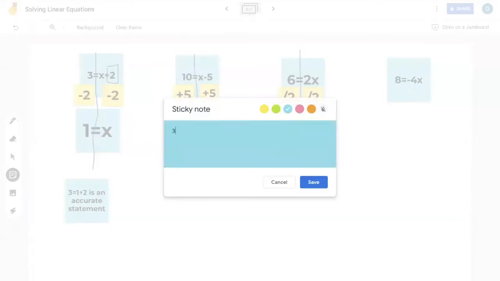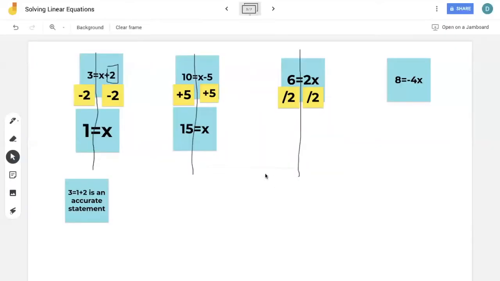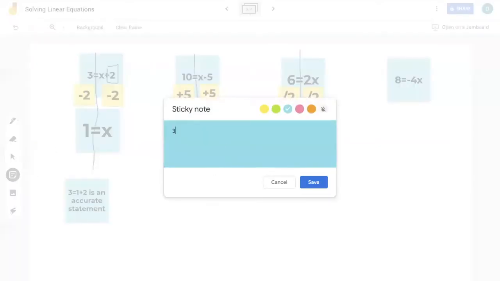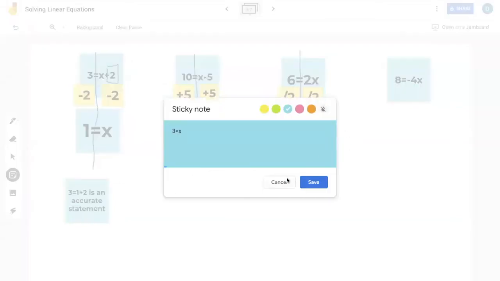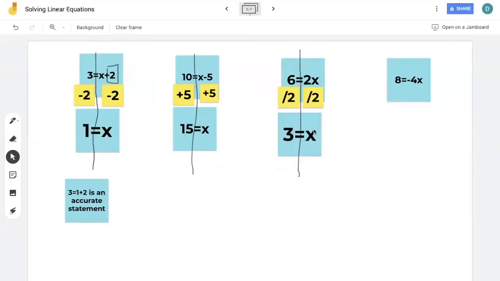So we can say 3 equals x. Oops, I canceled that instead of placed it. 3 equals x. And we can verify that by plugging 3 back into the equation. 2 times 3 is most definitely 6. And so we know we have the right answer.